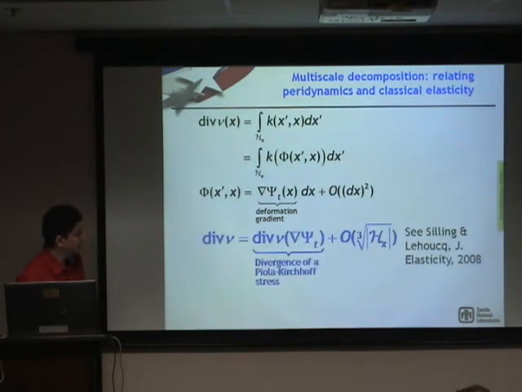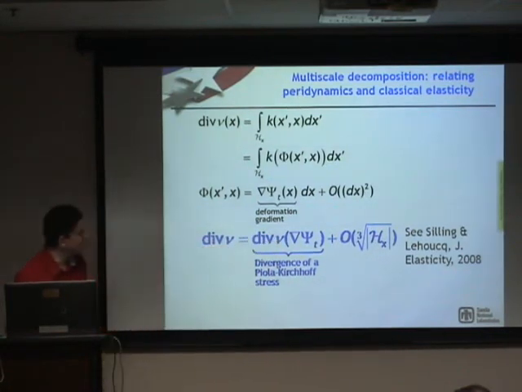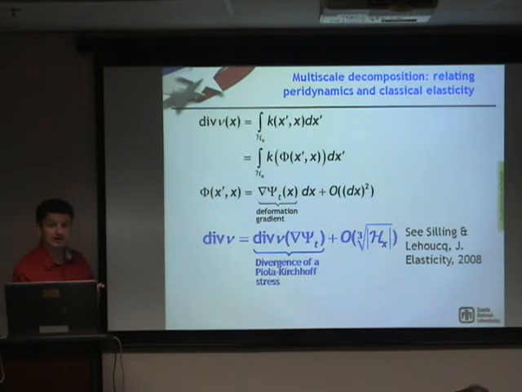Okay, and then in 2008, Stewart and I published a paper where we were actually able to show that the divergence of this nu is equal to the divergence of a nu. This should have a tilde here or something. It's not the same nu. That's a typo. It is the divergence of a Piola-Kirchhoff stress plus a term that's related to the radius of that horizon. If you consider that, you can assume that that's a sphere, so the radius of that sphere. Okay, so this is an asymptotic expression. So for small delta, you have this approximation.